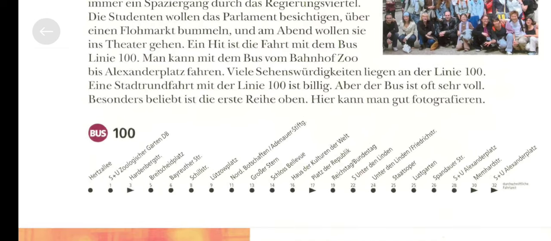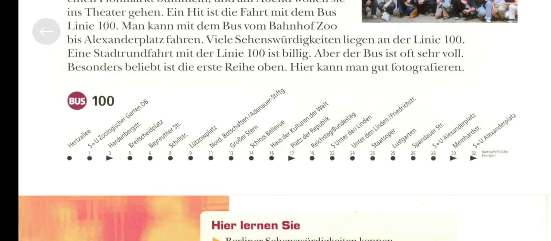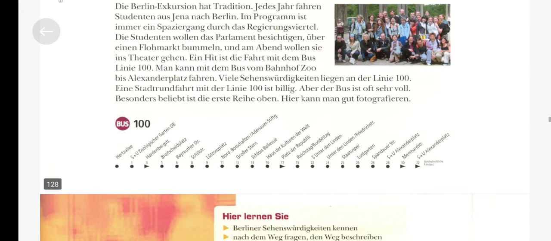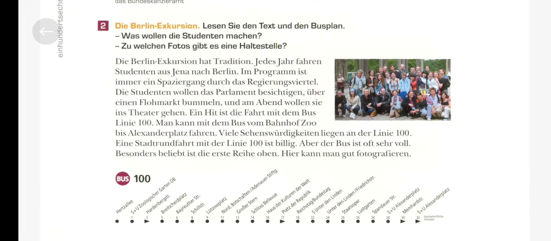So this is the actual route map of the bus 100. Bus 100 means this is the number of the bus. You will see these many things on the line of the 100 bus. Bus number 100. I hope you have understood the text. You can mark the things that you know in the text and the things that you have learned or have seen for the first time. Like I've told you the meaning of besichtigen. Besichtigen means to visit, and besuchen also means to visit, but in a different context.